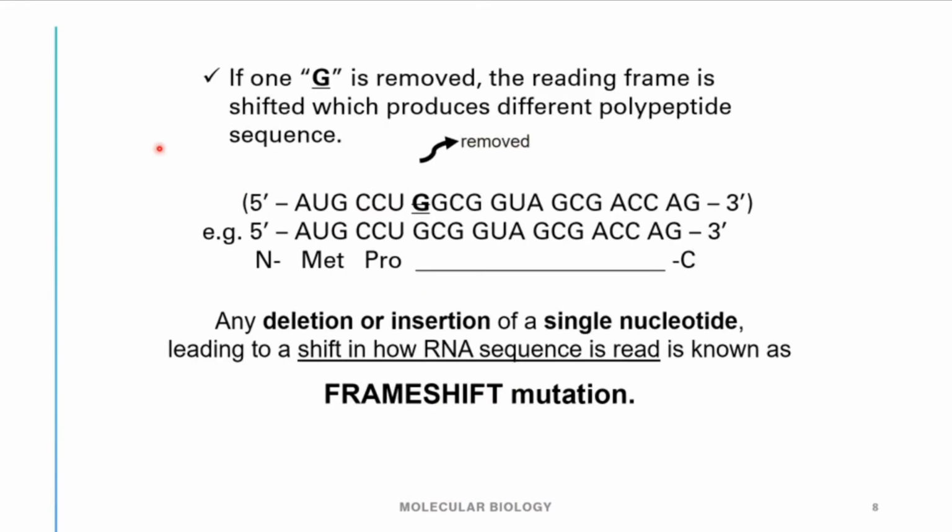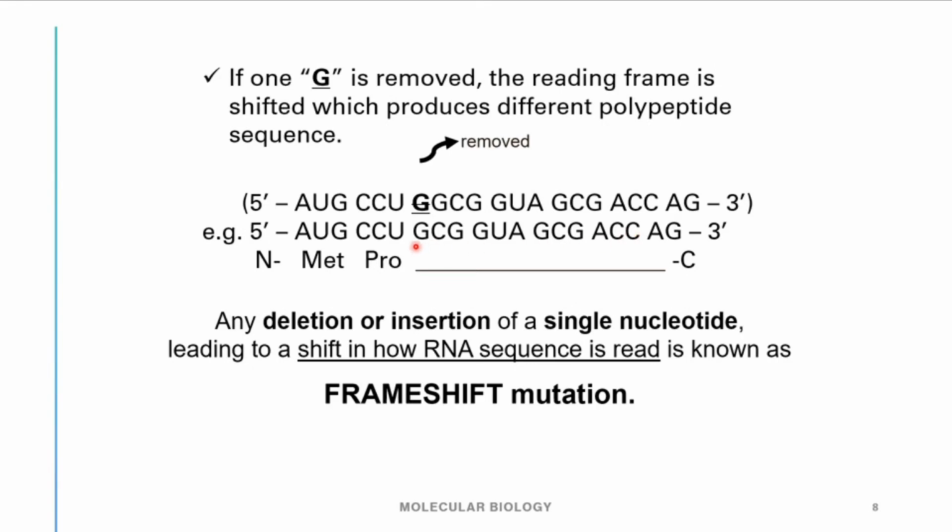And you can see that the rest of the letters still follow the same sequence as the original version. However, if only one nucleotide gets removed, in this example we're removing the 7th nucleotide, G, the reading frame will be shifted, because the next 3 letters that the ribosome is reading, instead of a GGC, it's going to read a GCG, and so on. And therefore, the amino acid sequence that this particular sequence is translated into will be different.